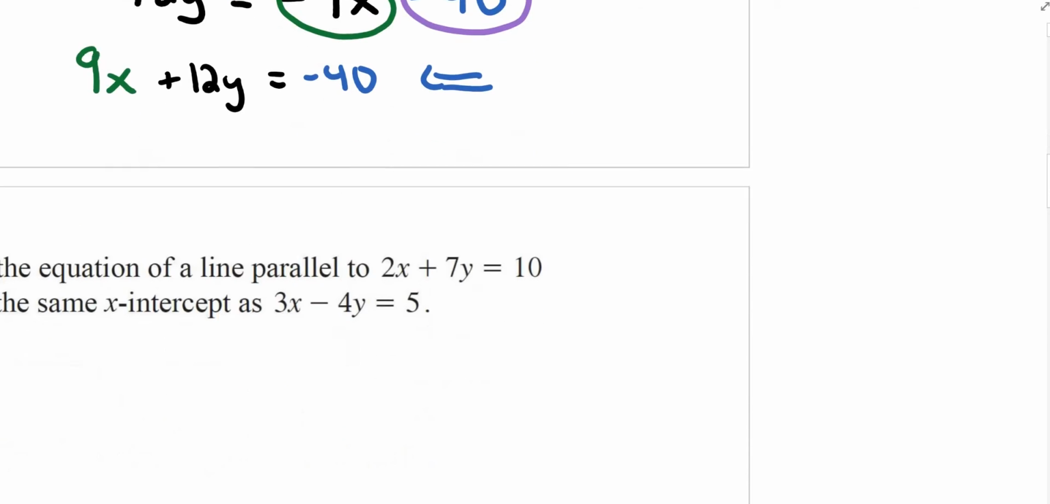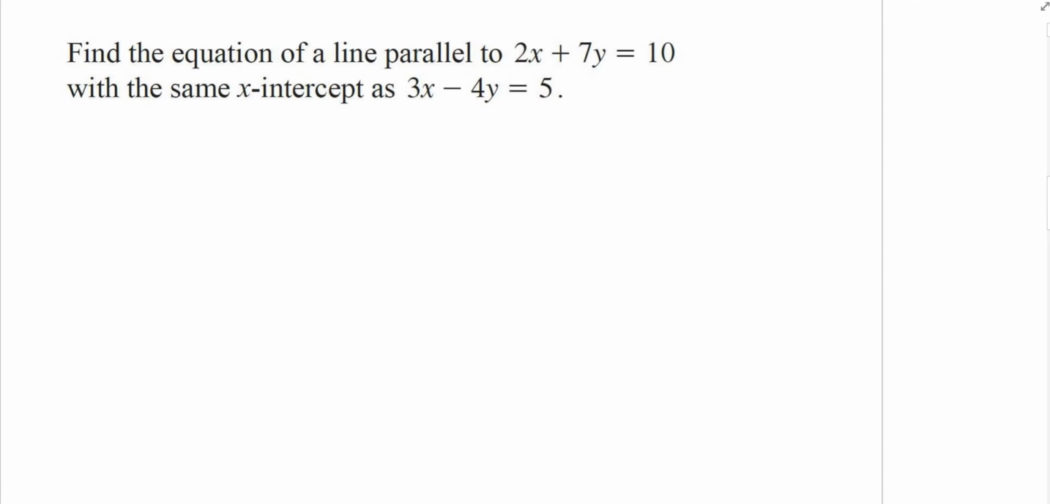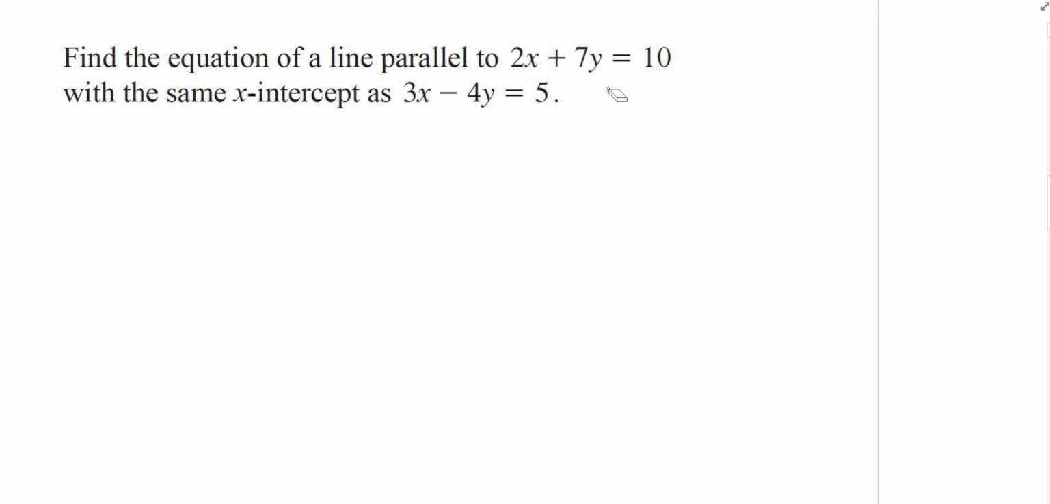Okay, let's move on to question number 8 now. Question number 8 is similar to question number 6, except this time we're given the x-intercept for this line, right? So our goal is to find the equation of a line, and that line must be parallel to this line and have the same x-intercept as 3x minus 4y equals 5.